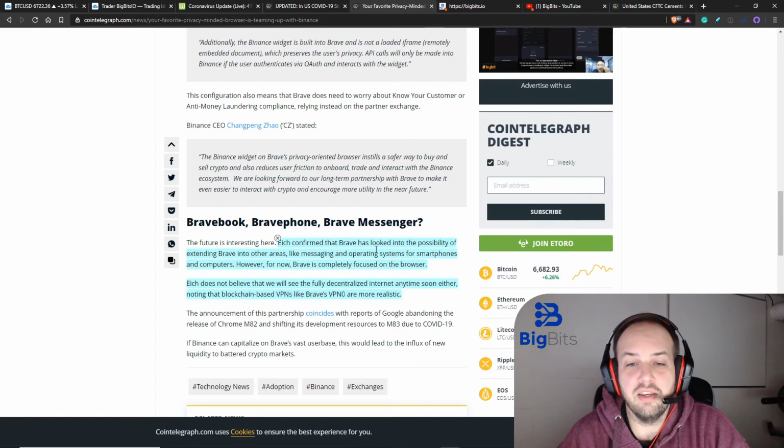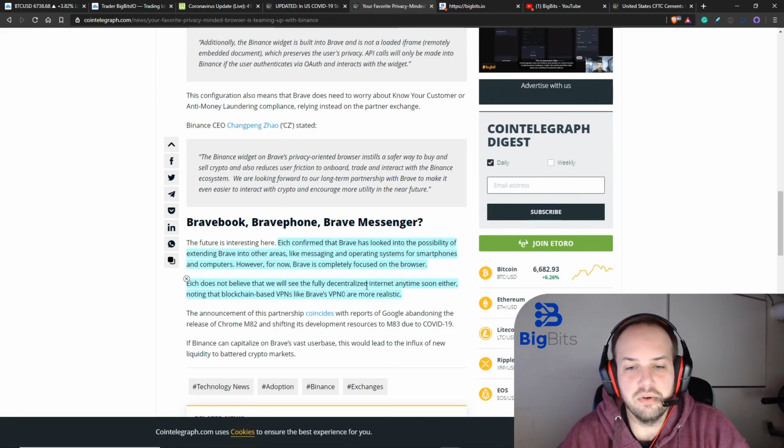They are looking into the possibility of extending Brave into other areas like messaging, operating systems for smartphones, and computers, which is kind of an interesting idea. I'm not sure how well the operating systems for the smartphones and computers would take off, but messaging, I could see something working with that, similar to Telegram. But for now, they're completely focused on the browser. But it's nice to see that they're looking to expand and find more use cases for the basic attention token.